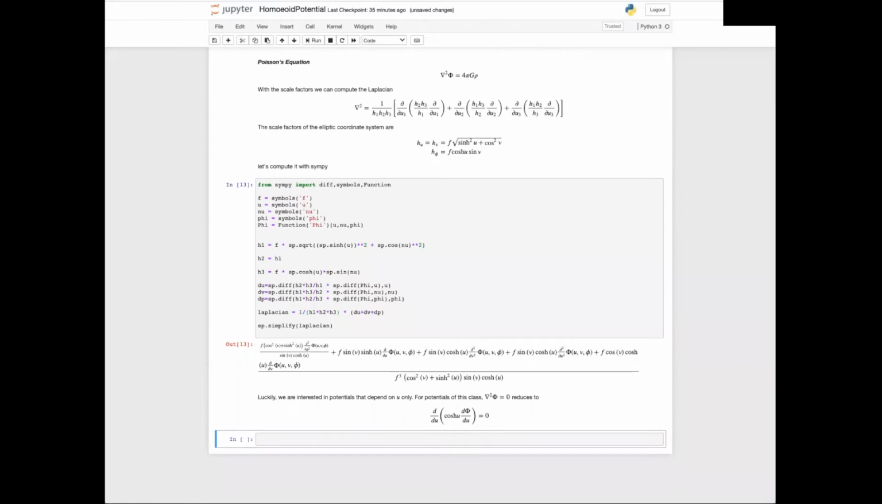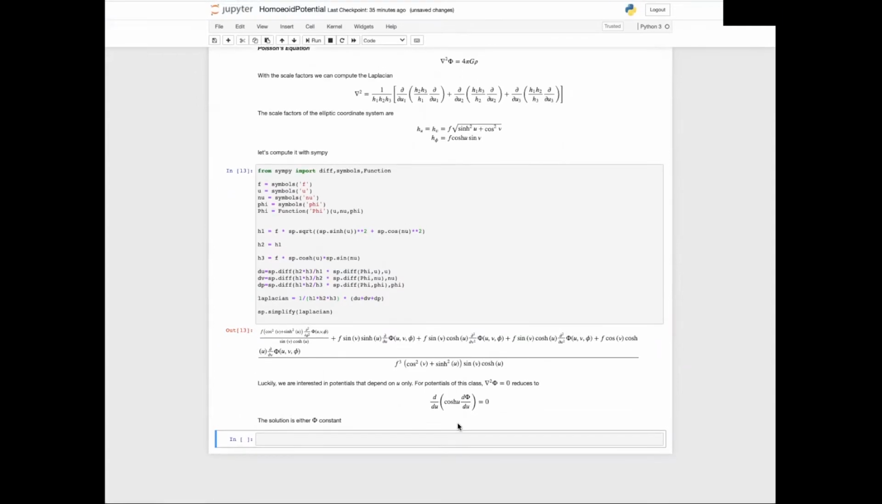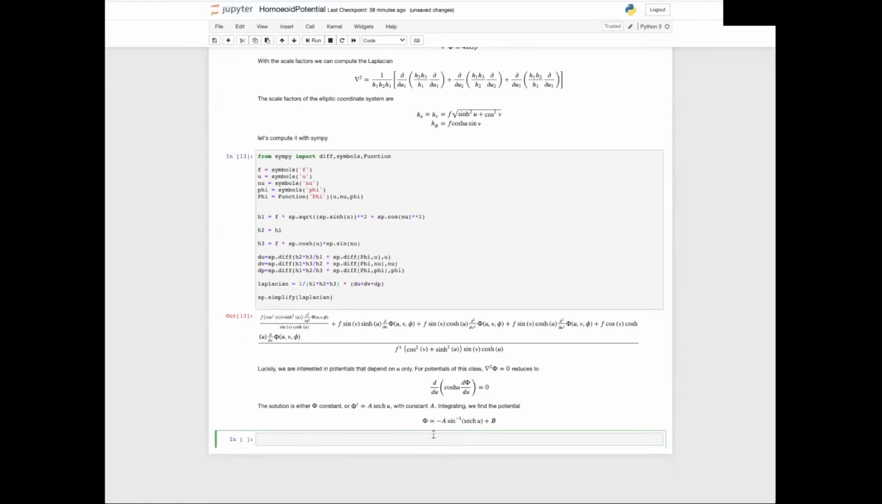Now, there are two solutions here. One is if phi is equal to a constant, so this first derivative cancels. And the second one is if we make the argument that is between parentheses cancel. That is, if d phi du is equal to 1 over the hyperbolic cosine of u. That means, up to a constant, phi prime should be the hyperbolic arcsecant of u. If you integrate this phi prime in u, we find the potential. So that's the potential in the end: the arcsine of the hyperbolic secant of u plus an integration constant b.